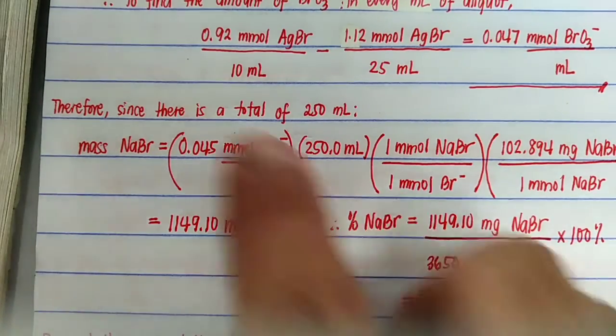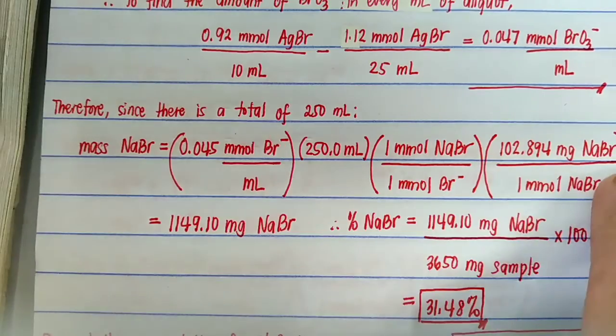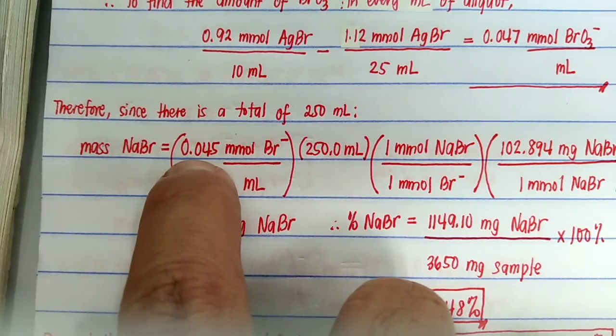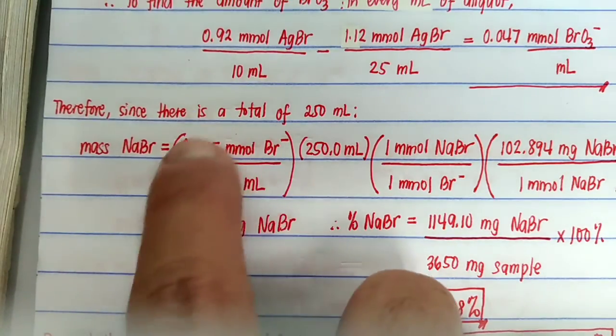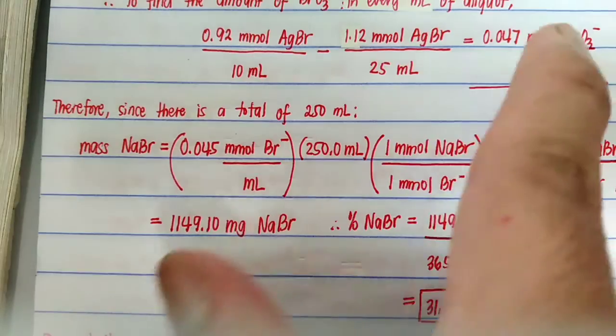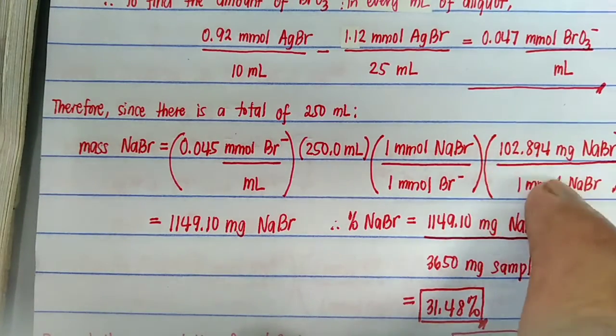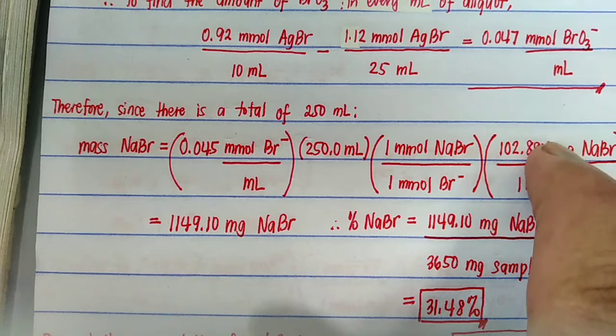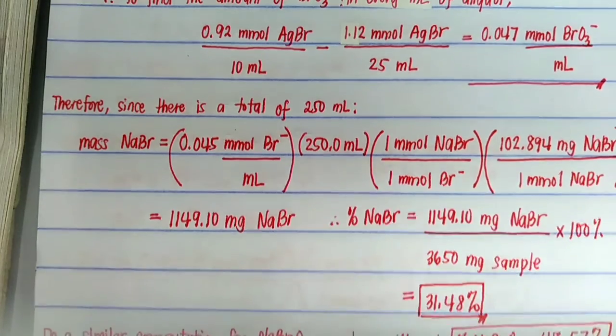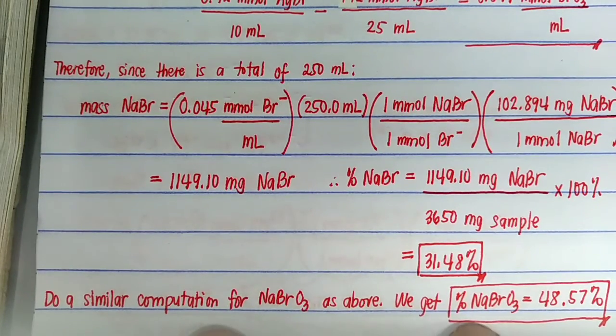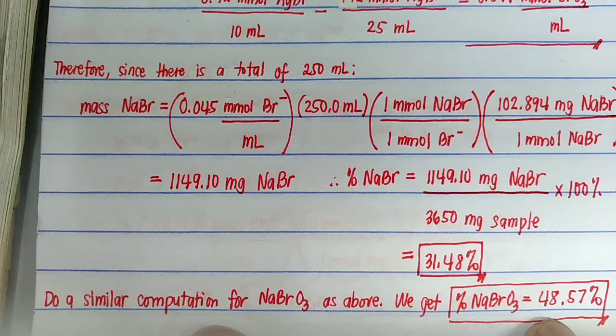Now you can do a similar computation to this one at home. Simply replace the moles of the bromide with the moles of bromate. And as well, the molar mass of the sodium bromate could be replaced over here. You should be able to get a percent sodium bromate composition of 48.57%.